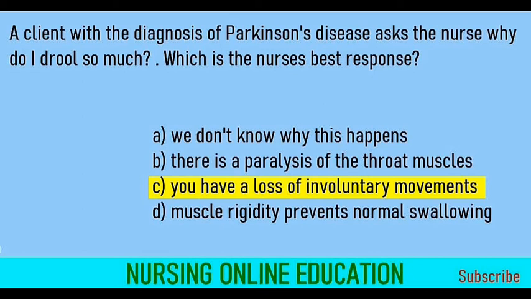So this is the best response to the client's question, because the client with this disease cannot execute automatic involuntary movements and has difficulty swallowing saliva. Okay, so here the answer is you have a loss of involuntary movements.